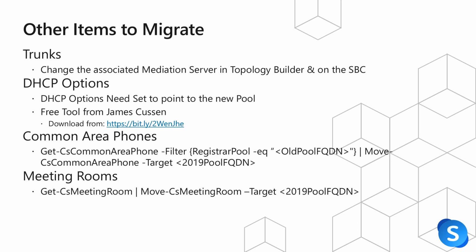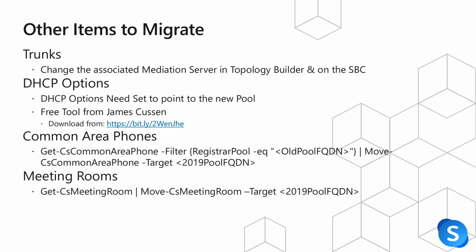Here are the things that we need to migrate that are equally as important. One big thing is trunks. So we need to change the associated mediation server in the Topology Builder and also on the SBC. So for example, in this case, the AudioCodes SBC is sending all incoming SIP calls directly to the Lync 2013 box. We need to get this so that it's going to the 2019 server, as the 2013 box will be going away. And we also need to change the associated mediation server in the Topology Builder and on the SBC.